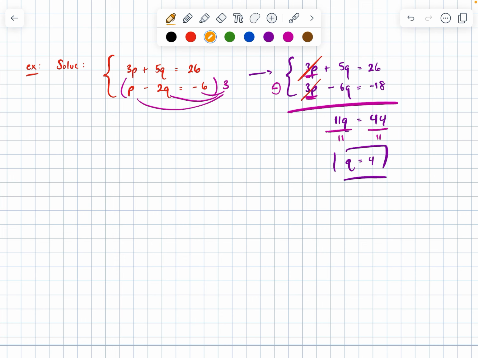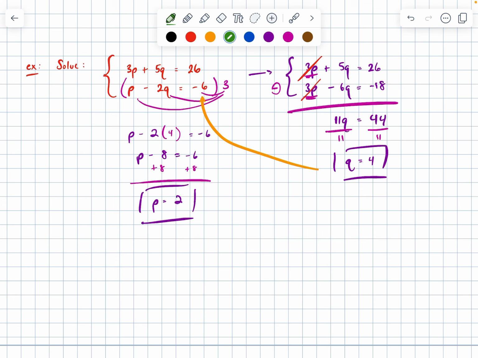Knowing that q equals 4, I want to find the value of p. Strategically, this equation on the bottom, before I multiplied by 3, is the wisest place to do that substitution. So I know that p minus 2 times q, which we identified as 4, is equal to negative 6. Simplifying, p minus 2 times 4 is 8, is equal to negative 6. Finally, to get p by itself, we're going to add 8 to both sides. P is equal to 2.